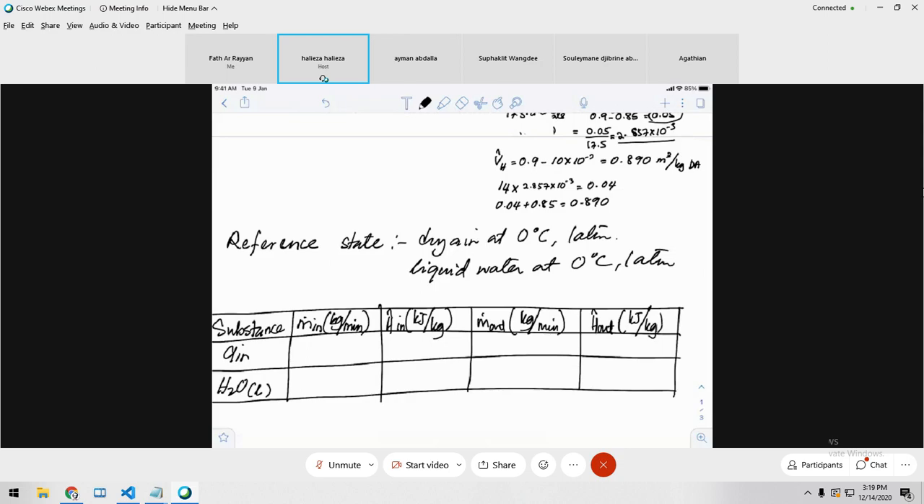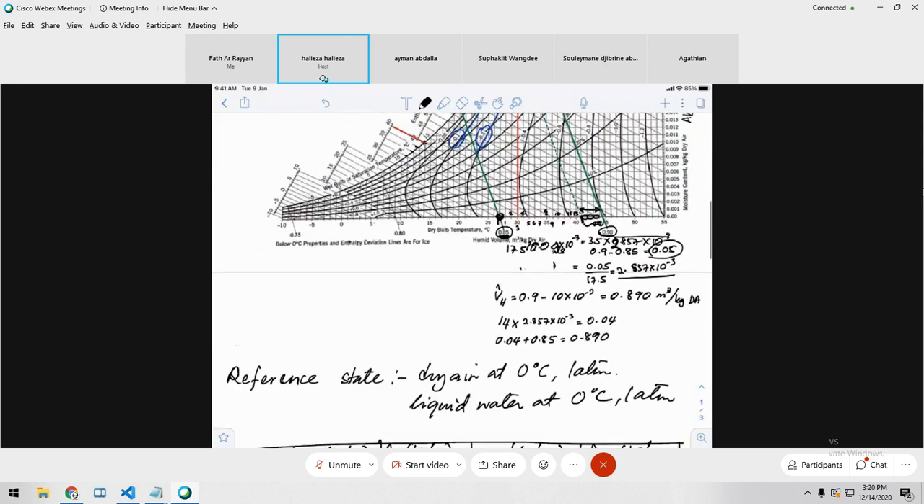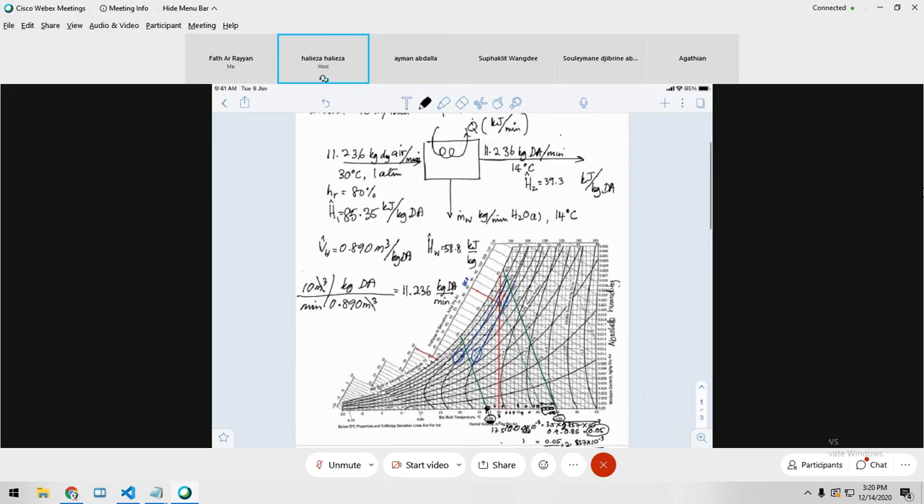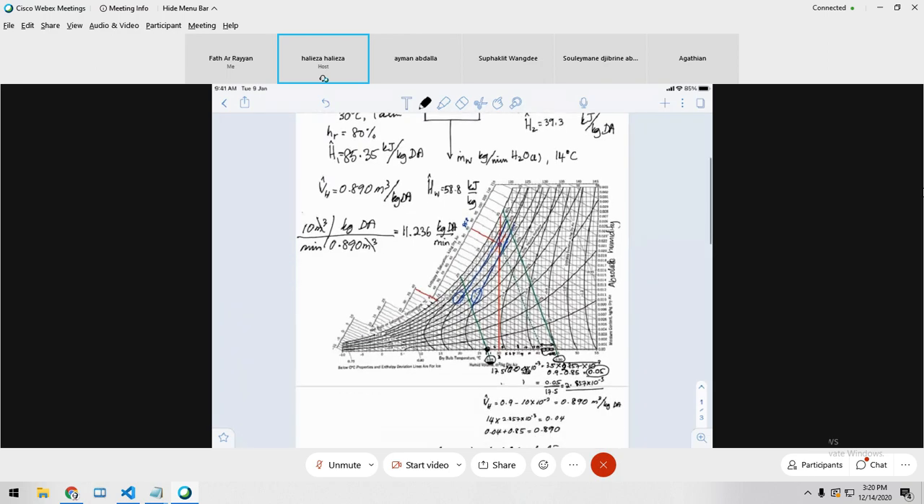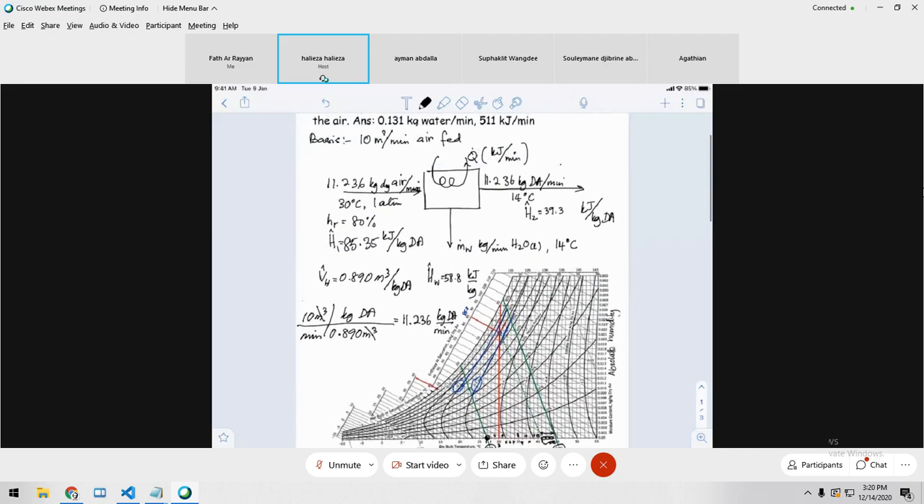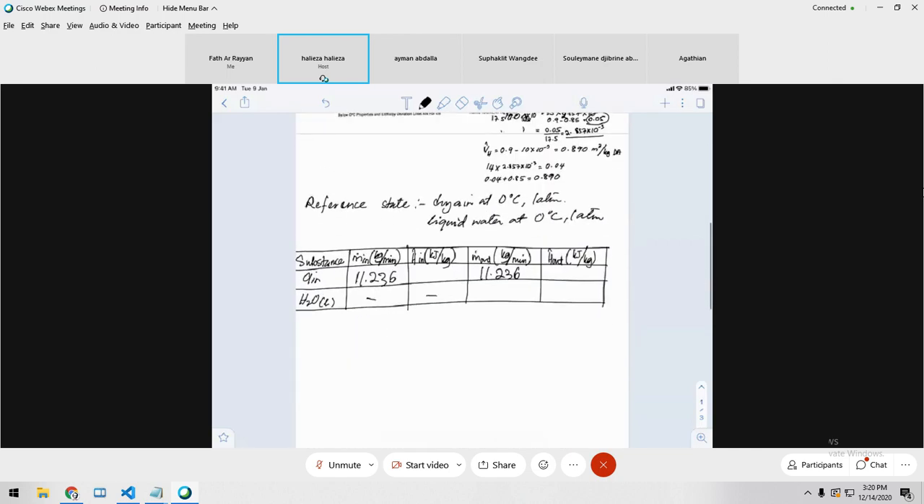And done. So now your amount of air is not the whole total amount. It should just be the amount of your dry air. It's 11.236. Same amount in, same amount out. And there's no water coming in. Your amount of water coming out, we haven't calculated that yet, so we need to do that calculation. The amount of water that condenses. The same thing as how we did the calculation for the previous example. So let's do that. Do our material balance on water.